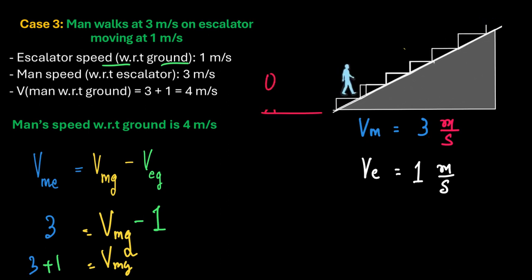What does it mean? It means that an observer on the ground who considers this motion would apparently see that this man who is walking at 3 meter per second on an escalator moving at 1 meter per second is apparently seen to be moving with a speed of 4 meter per second. So velocity of man with respect to ground is 4. So what is the actual velocity of this man going up? It is 3. But what velocity will the man on the ground see? 4. That's the beauty. That is the concept here.